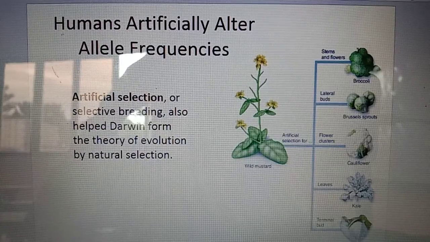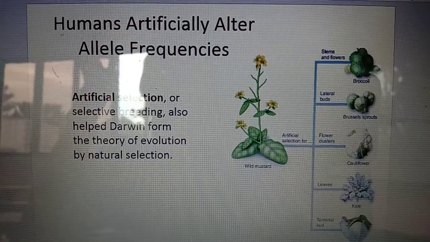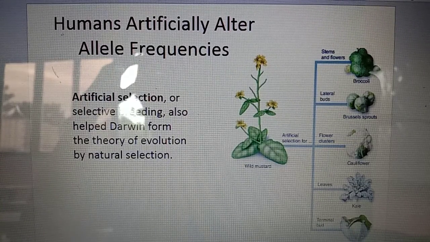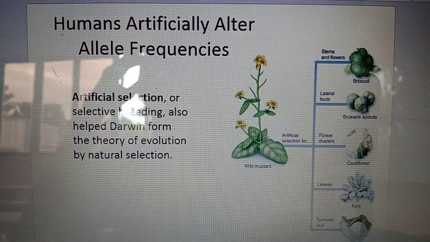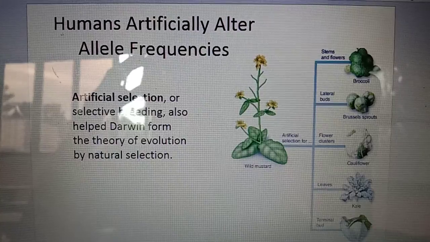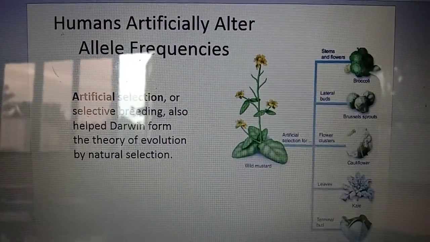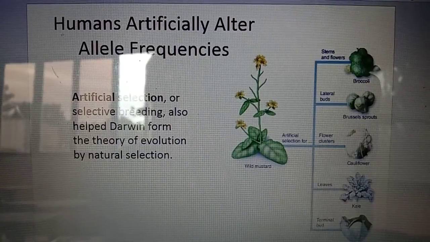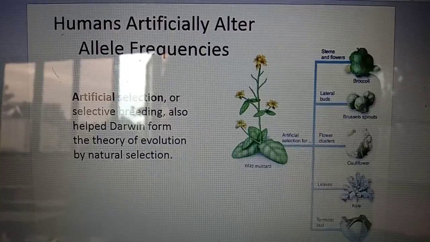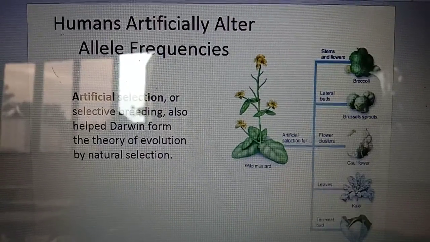Humans artificially alter allele frequencies. It says artificial selection or selective breeding also helped Darwin form the theory of evolution by natural selection. Do you know what is natural selection? It is nature that selects which ones will be included in the breeding, and that's why it is called selective breeding.